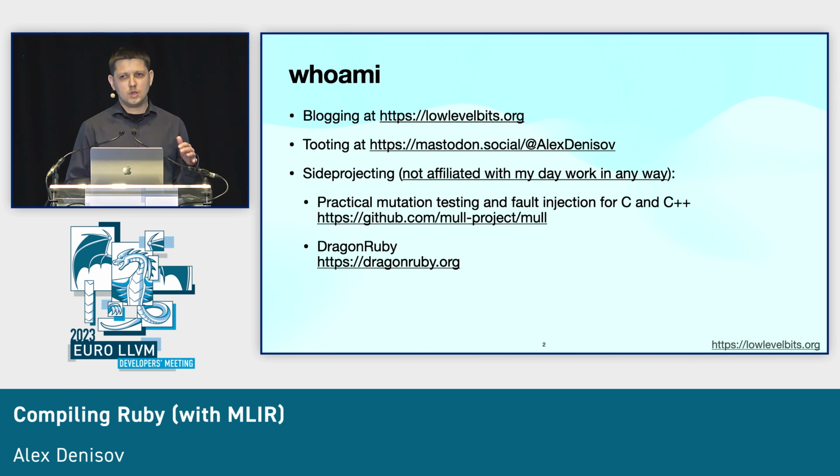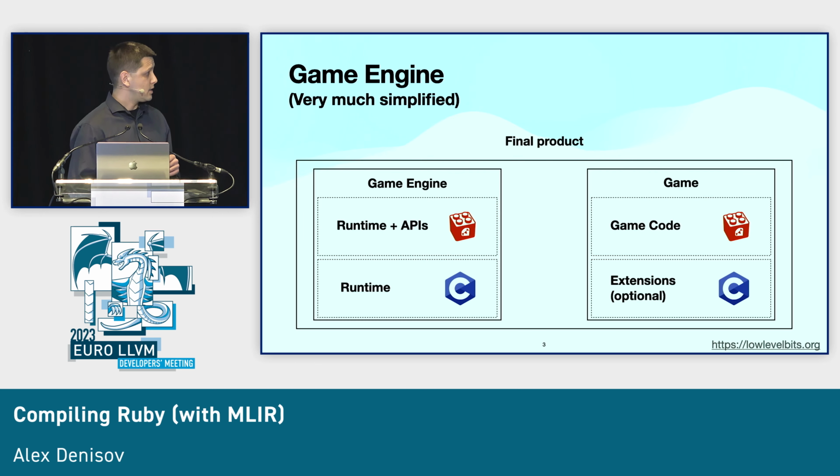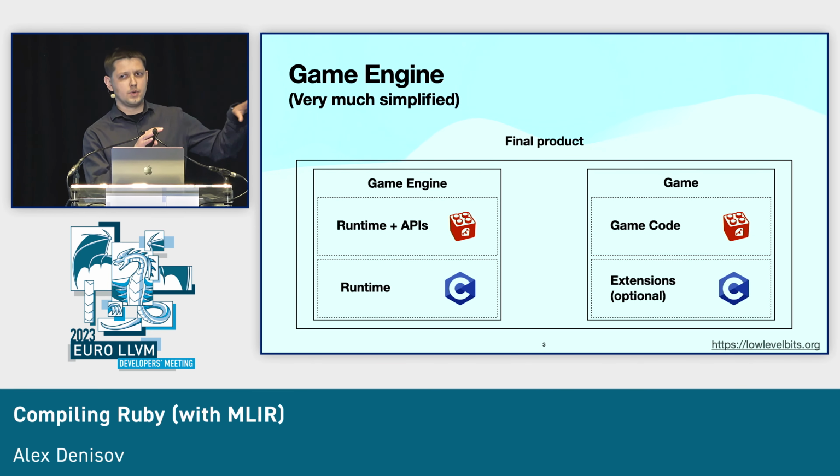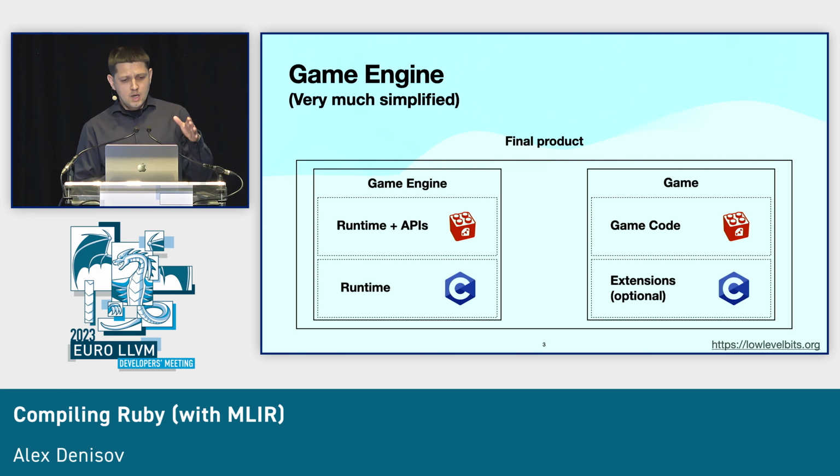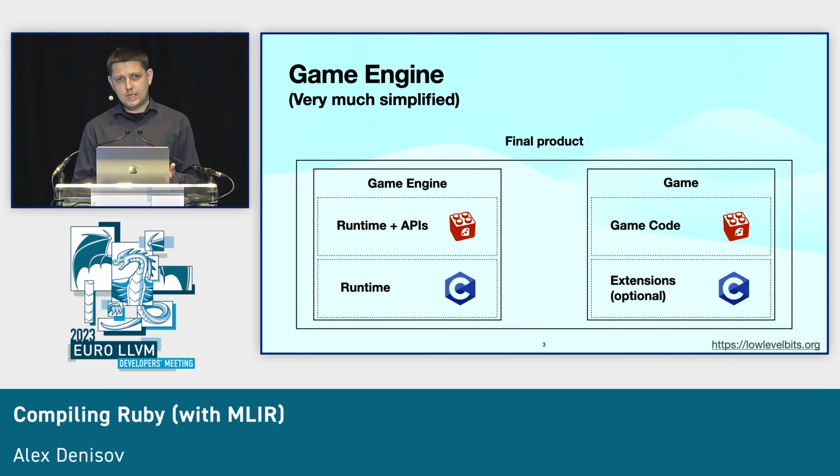It's a small, mostly 2D-oriented game engine that I'm building with some friends. And it looks like this from the high-level overview. On the left, you see the game engine itself. It's built in C and Ruby, so the APIs and some runtime part are written in Ruby itself. This is what we are shipping to our users, to our customers. They then can write their games in Ruby itself.